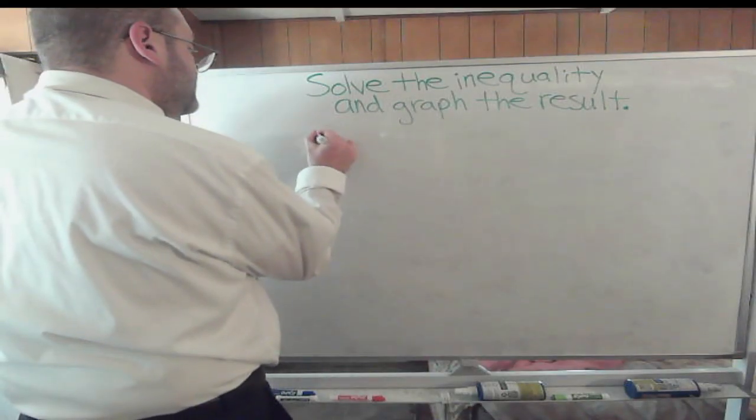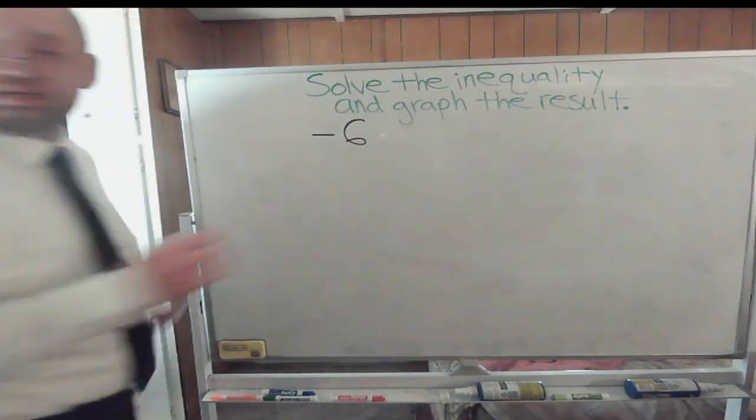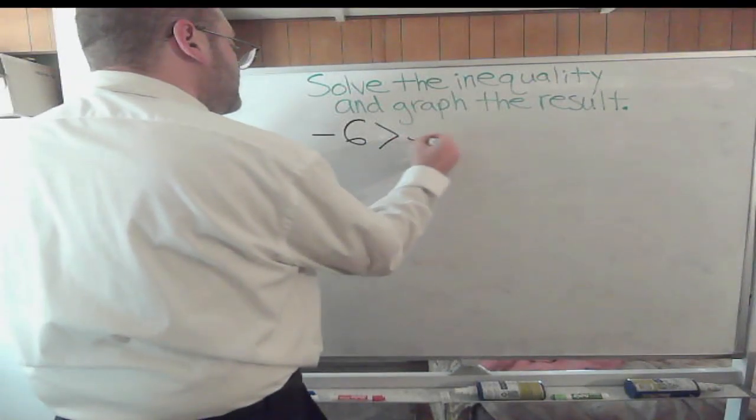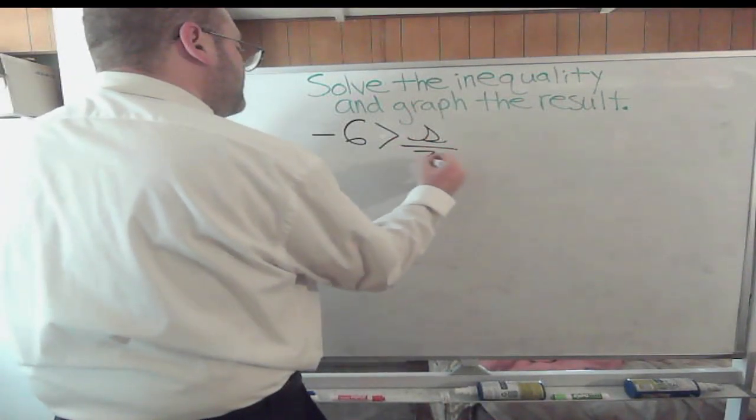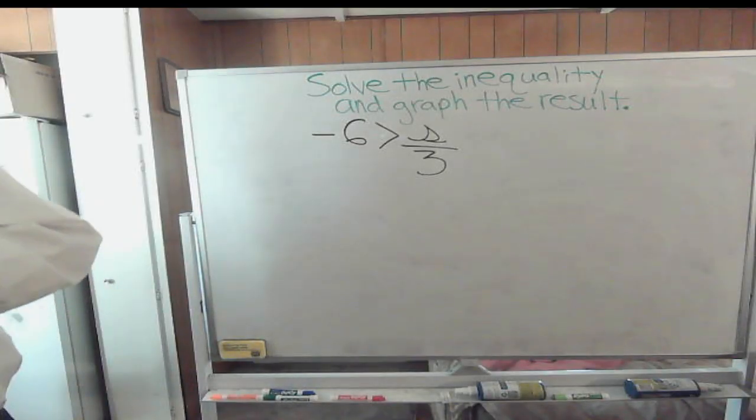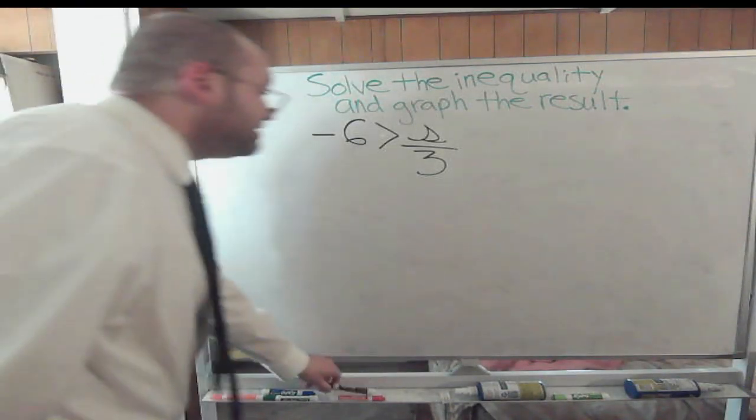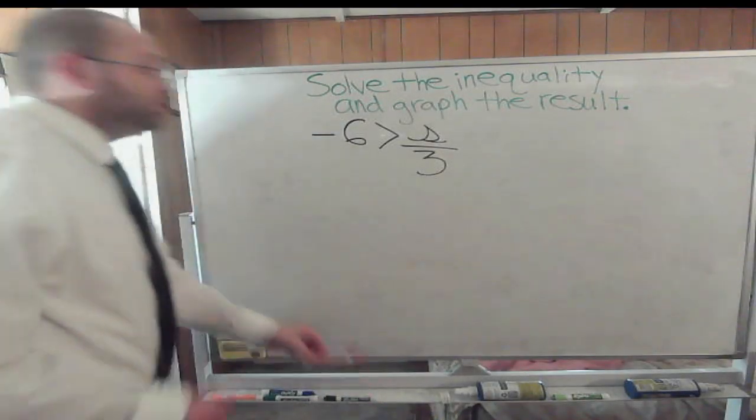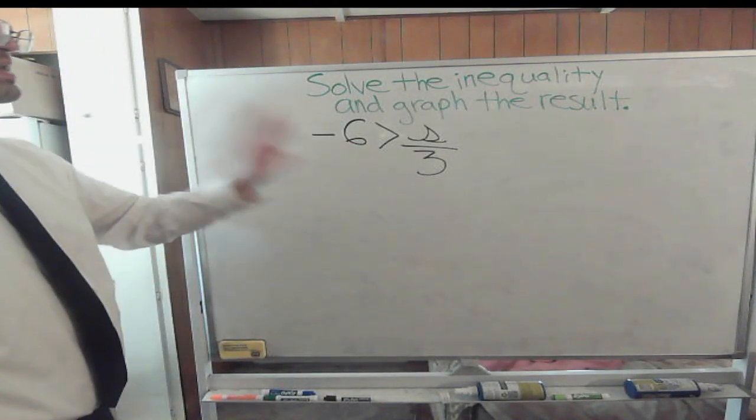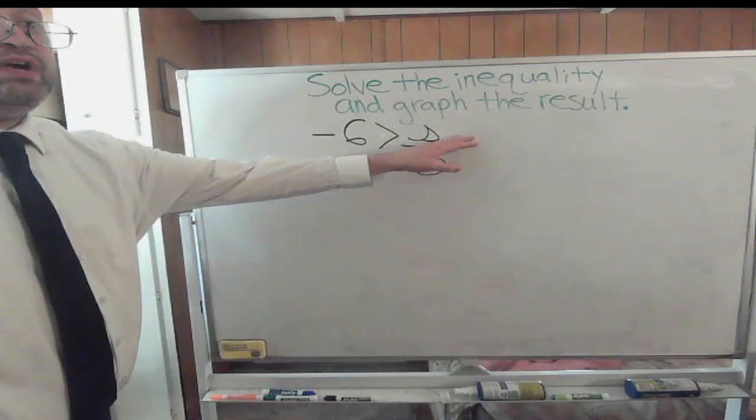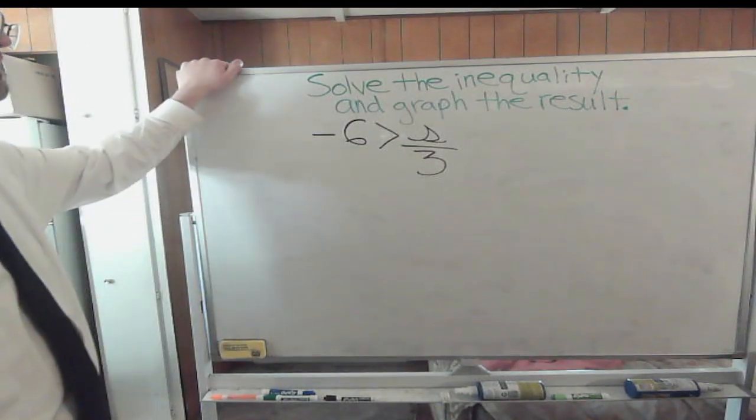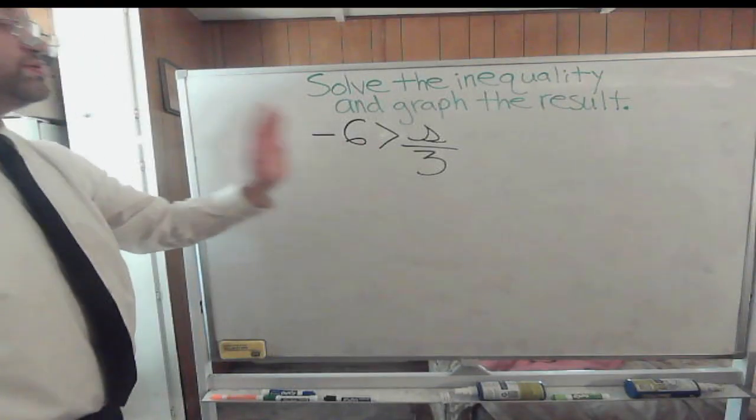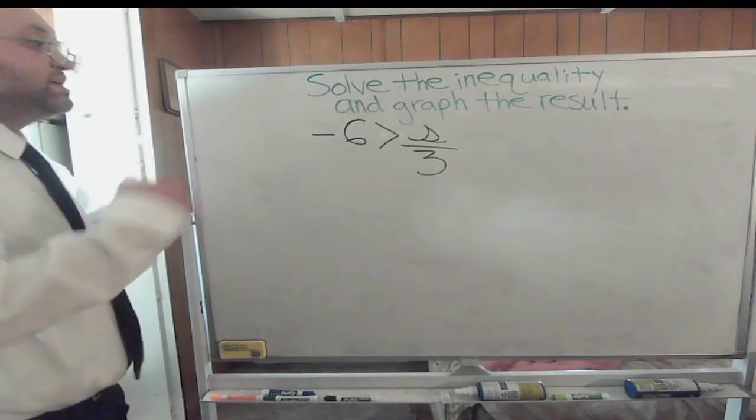Okay, we have negative 6 is greater than s over 3. Well, just like the last problem, we should notice right away the number is on the left, the variable is on the right. We don't want to see that. We want the variable on the left and the number on the right. So we got to flip this.